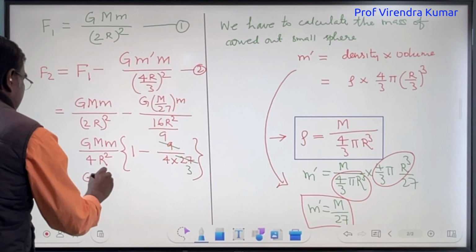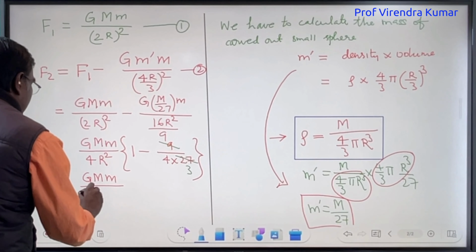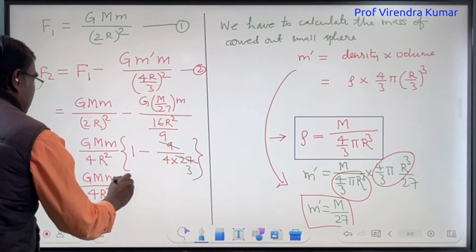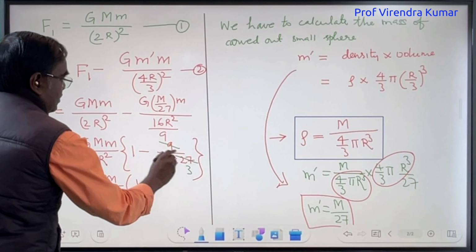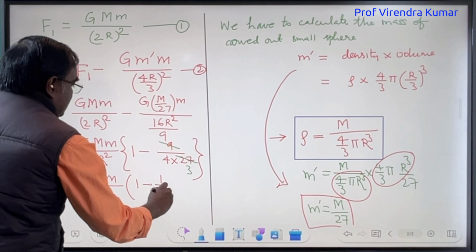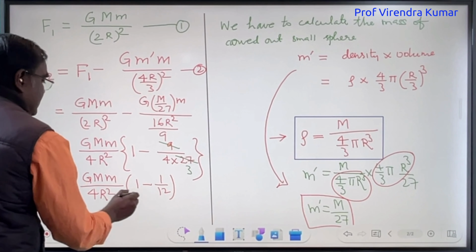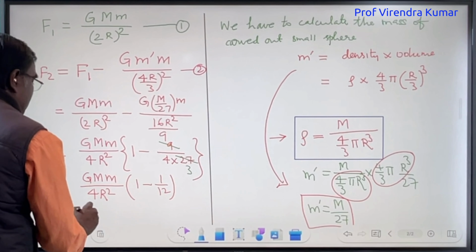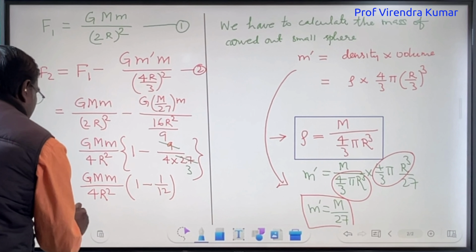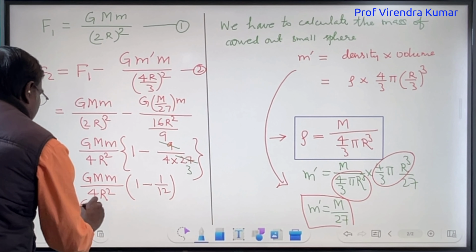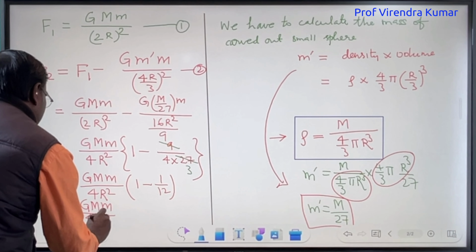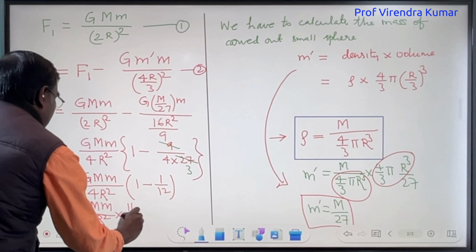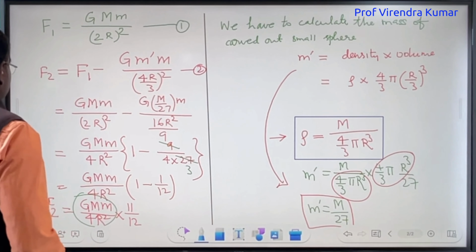G capital M small m upon 4 r square, 1 minus 1 upon 12. That means we get 12 minus 1, that is 11. So we get capital G capital M small m upon 4 r square into 11 upon 12. So this is the F2.